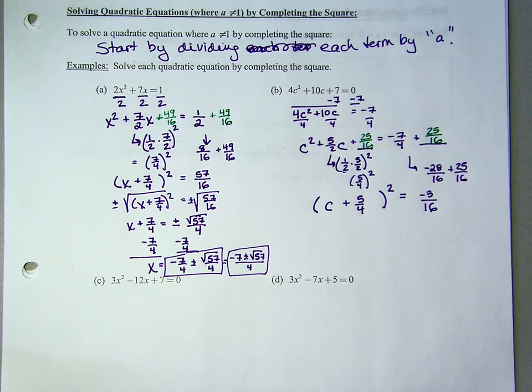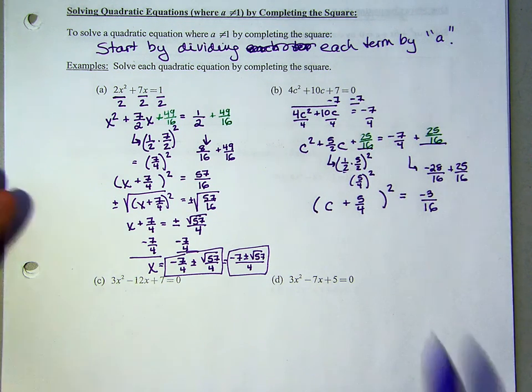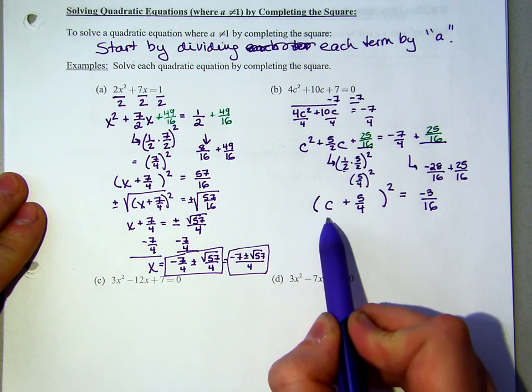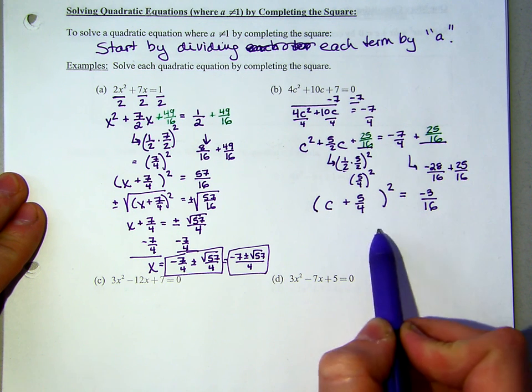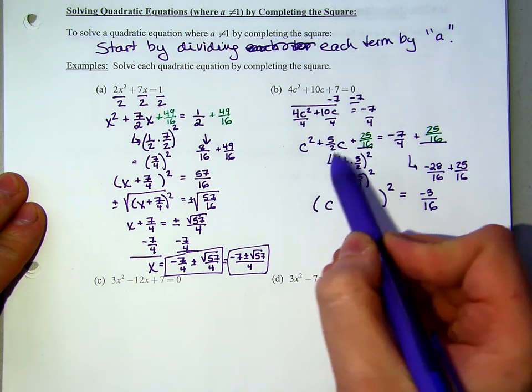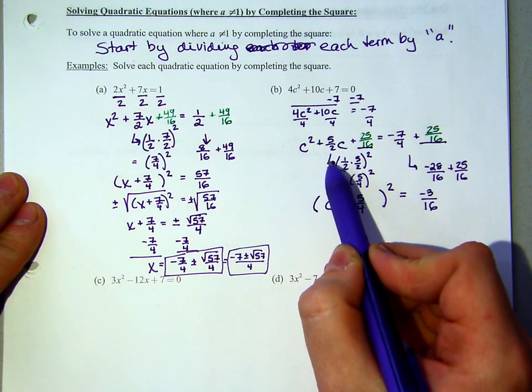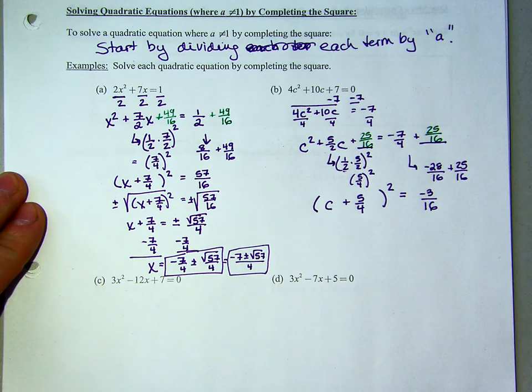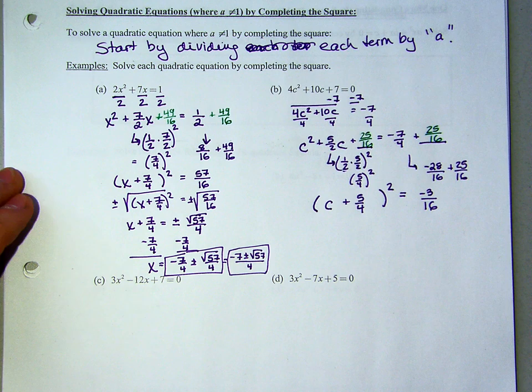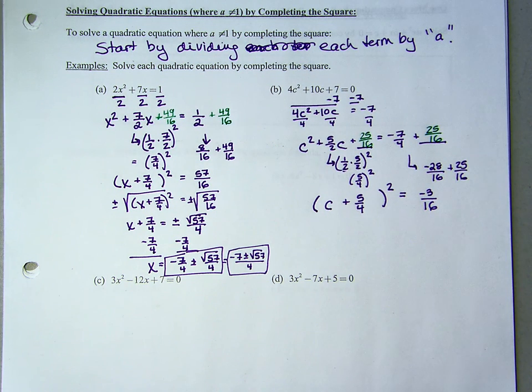Toby? Because this gets factored into our variable and then half the middle term before we squared it. My middle term was 5 halves. I need to do half of 5 halves. If you say 5 halves, you're really just saying it's the middle term, not half the middle term. I'd like to see if you can finish. Do your plus or minus square root, solve for C. Let's finish this one off.